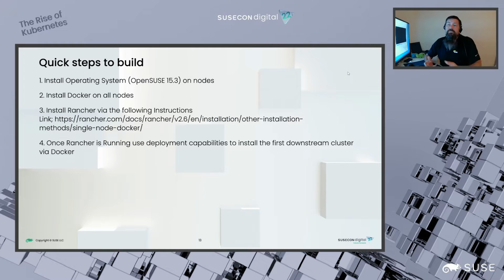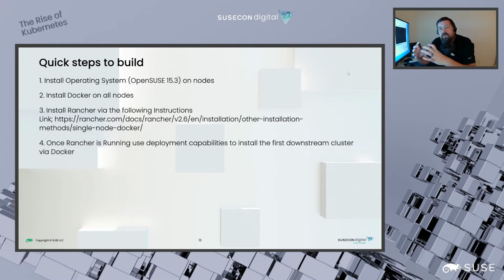The quick steps to build: we're going to install some operating system. I'm going to use OpenSUSE 15.3. We're going to get Docker installed and set up and running on all those nodes. And then we're going to install Rancher with some documentation, and we're going to step through that documentation. We're going to walk through it so you can see what it looks like. Once Rancher is up and running, we're going to use its deployment capabilities to install our downstream nodes, or our downstream clusters, to manage.